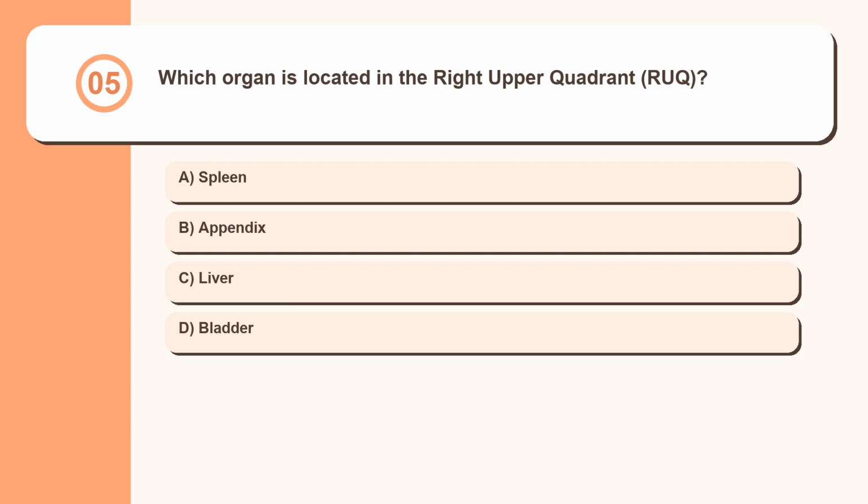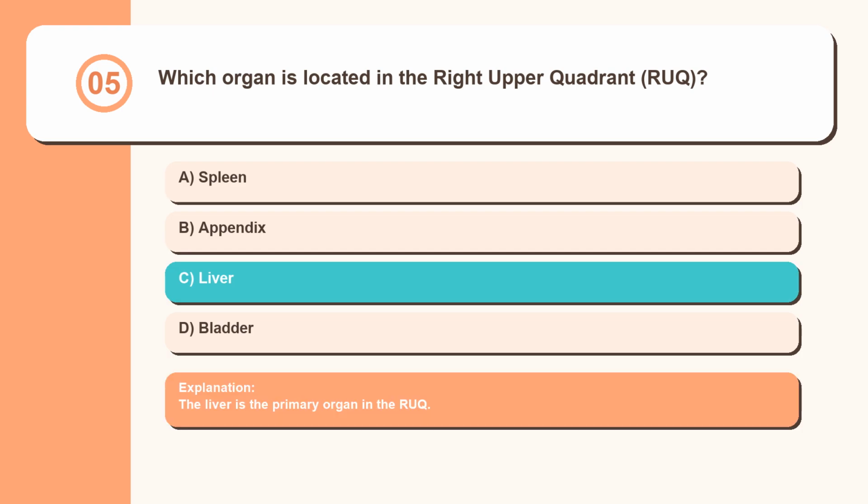Question 5. Which organ is located in the right upper quadrant, RUQ? Spleen, appendix, liver, bladder. The liver is the primary organ in the RUQ.